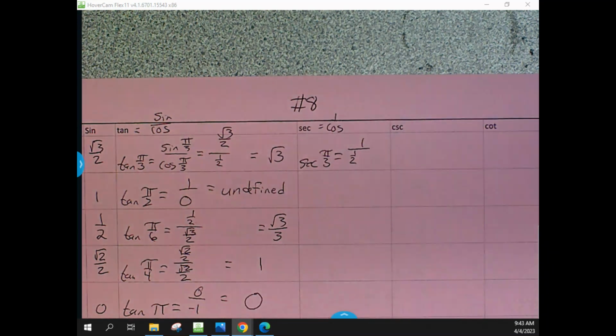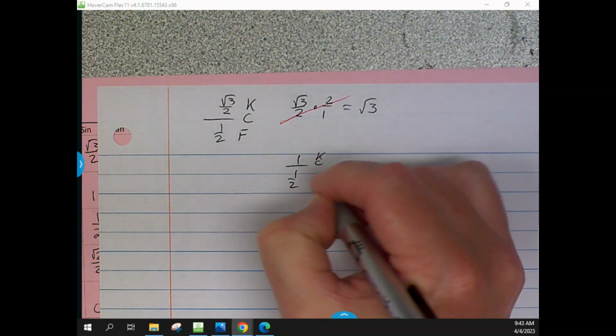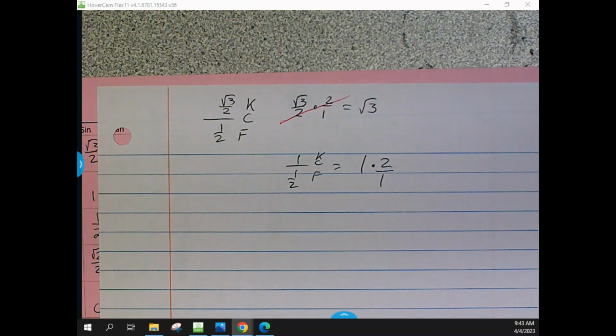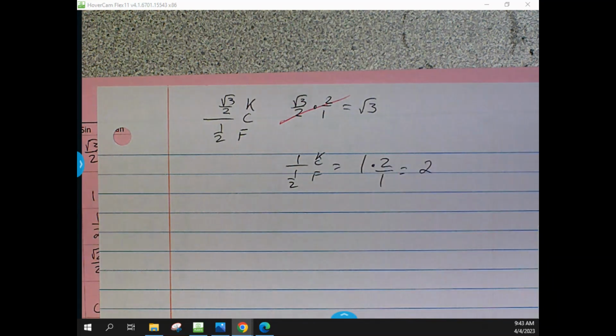And again, kind of running short on room in this one, so I'm going to go back to my scrap sheet here for a second. If it's 1 over 1/2, if we keep it, change it, and flip it, this one works out really nice because it's 1 times 2 over 1, which is just 1 times 2. So it's just a plain old 2.